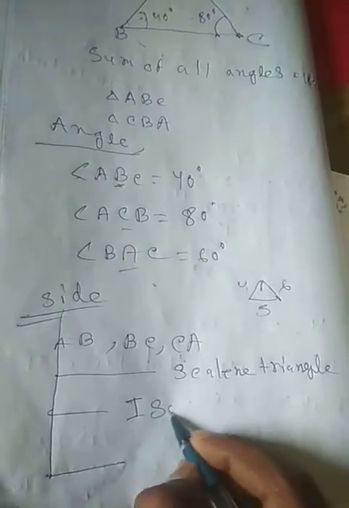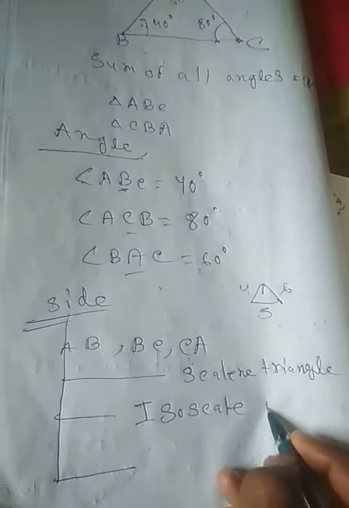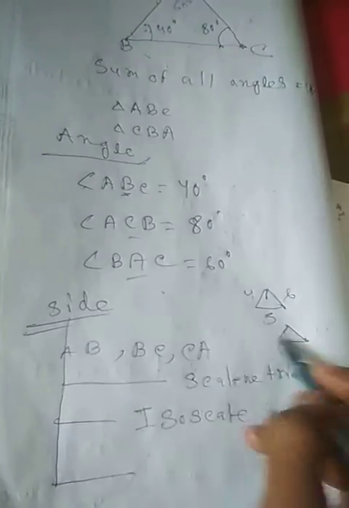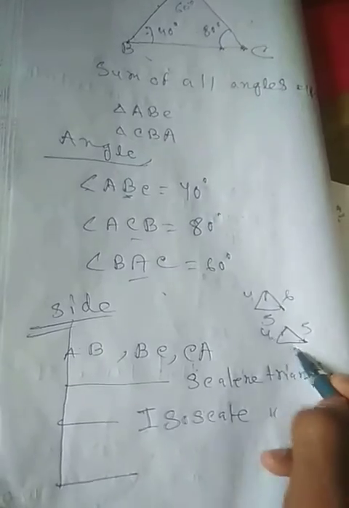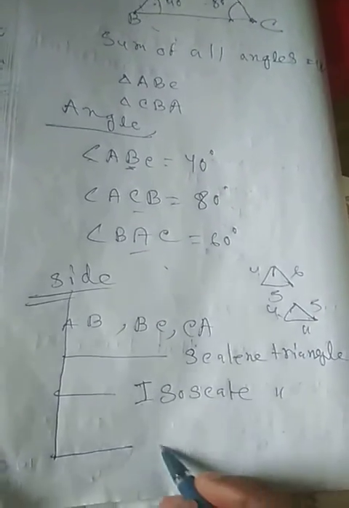Isosceles triangle. Isosceles means any two sides are equal. Like this is 4, this is 4, this is 5. These two sides are equal, so this is an isosceles triangle.